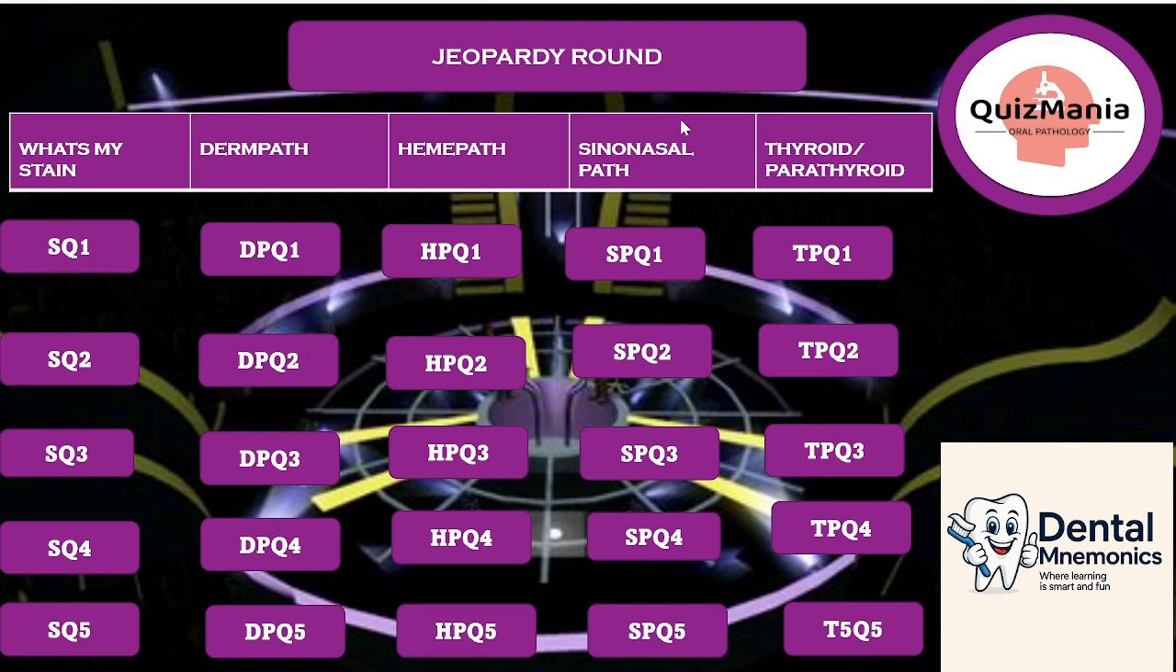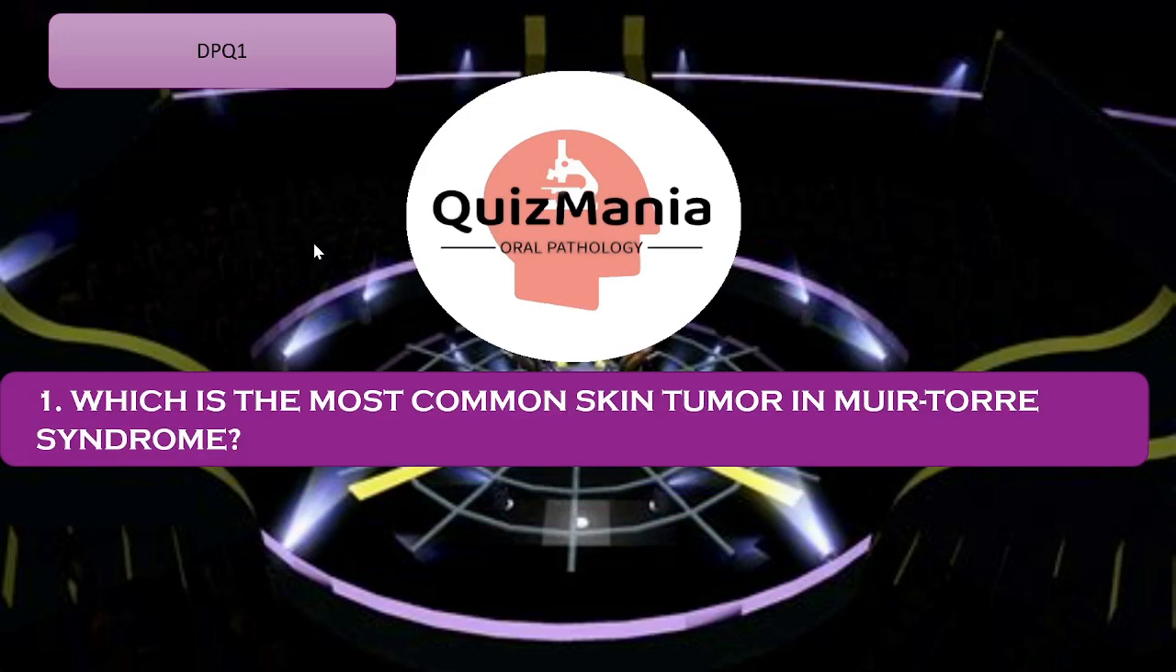So let's go to the first question of DOM path. The question is, which is the most common skin tumor in Muir-Torre syndrome? And just to recall, I have discussed Muir-Torre syndrome in my video on keratoacanthoma, as it falls in one of the syndromes associated with keratoacanthoma. So the question again, which is the most common skin tumor in Muir-Torre syndrome? So if you know the answer, please note it.